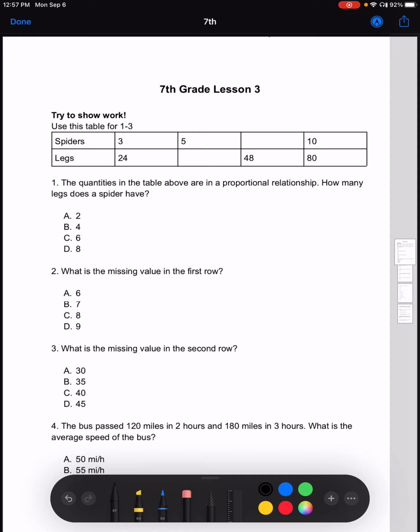Let's get started. Question 1. The quantities in the table above are in a proportional relationship. How many legs does the spider have? Well, this is a proportion, right? So we can look at the first row of values in the table. We see that 3 spiders have a combined total of 24 legs, and we want to know how many legs one spider will have.